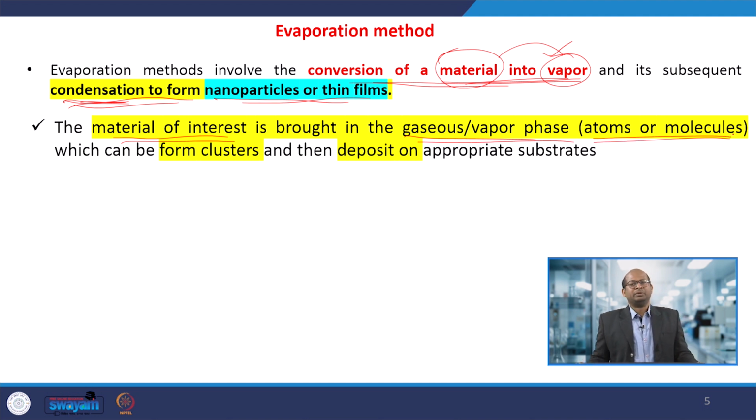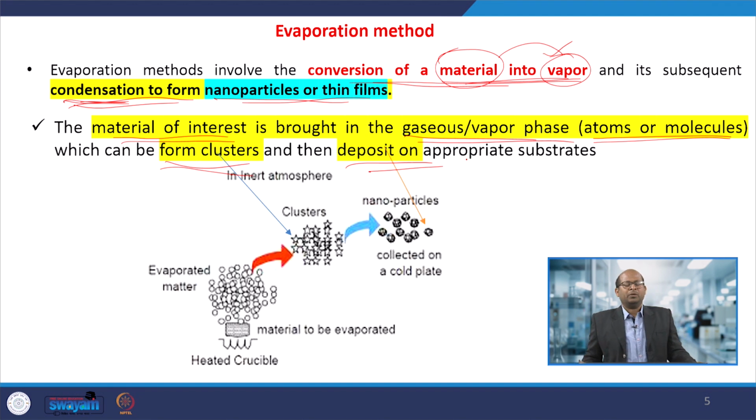The material of interest would be in vapor or gaseous form, that is, in terms of atoms or molecules. If the formation and deposition is very fast, then it would be in very small atomic or molecular states, and if it is slow, then it would become cluster formations, a bigger size, and then it would be deposited over a particular surface.